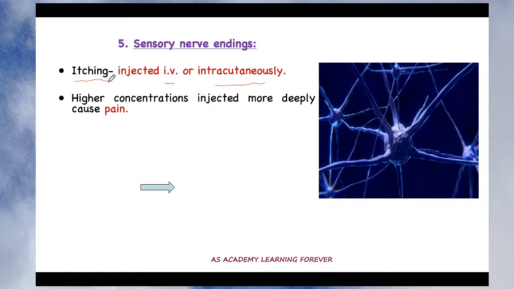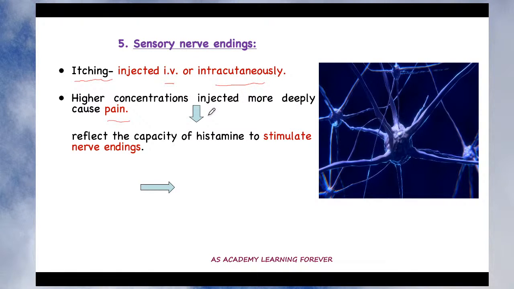Whereas when you give a deep injection of histamine at a higher concentration, when a higher concentration of histamine is injected more deeply, it produces severe deep pain. So a high concentration injected more deeply causes deep pain. What it indicates is the capacity of histamine to stimulate nerve endings.